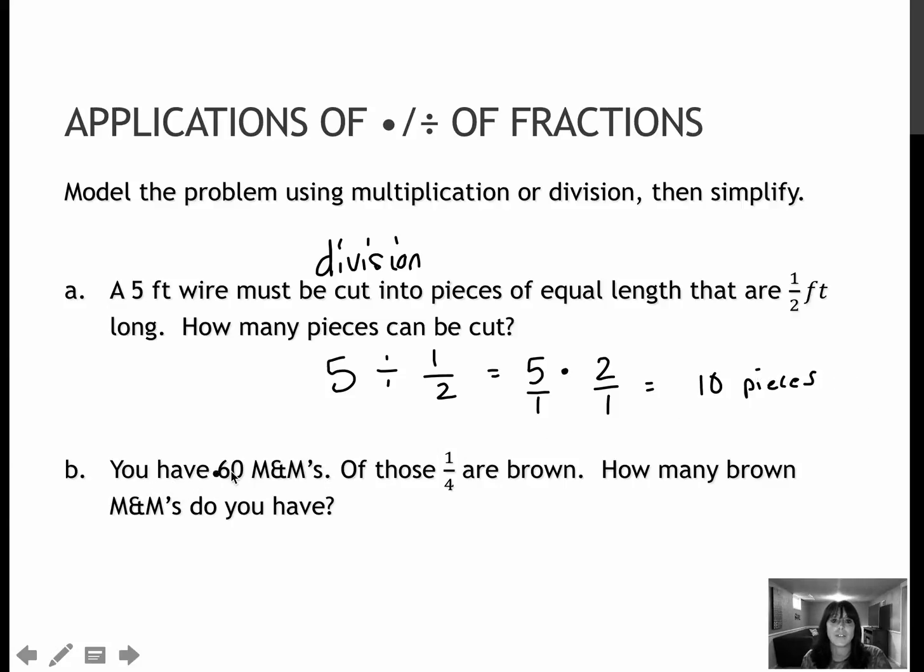My second question, I have 60 M&Ms. Of those, 1/4 are brown, so I have a whole value here, and I'm finding the fractional part of that whole. So this is 60 times 1/4. You can either multiply then reduce. I choose to reduce first. 4 goes into 4 once, and into 60 15 times. So I get 15 over 1, which is of course 15. So how many brown M&Ms do I have? I have 15 brown M&Ms.